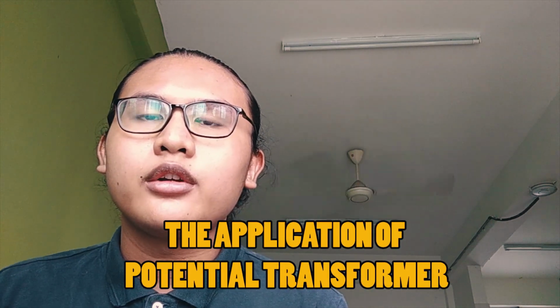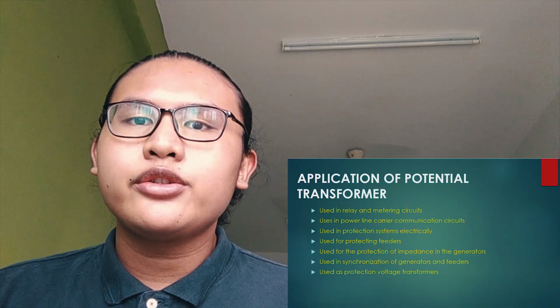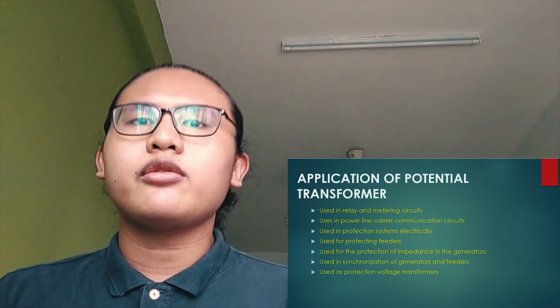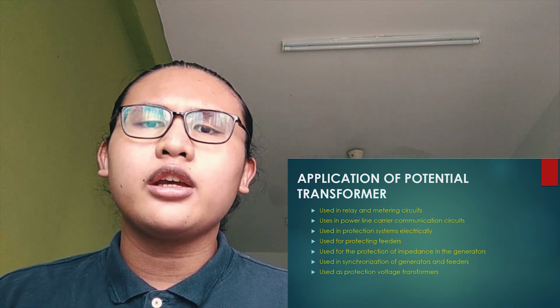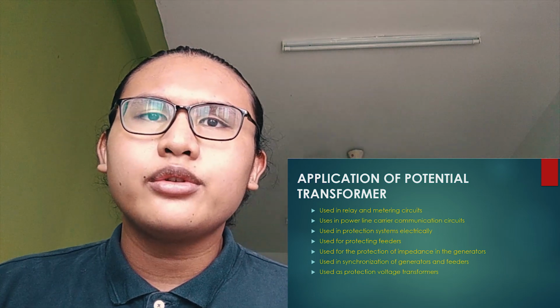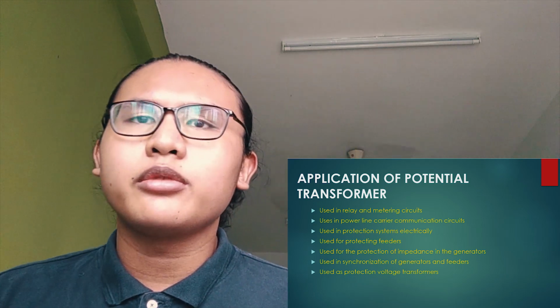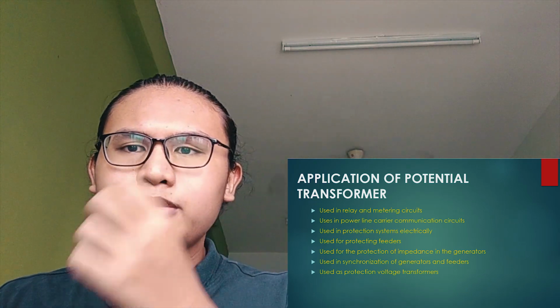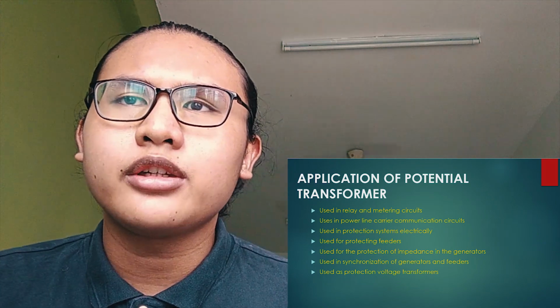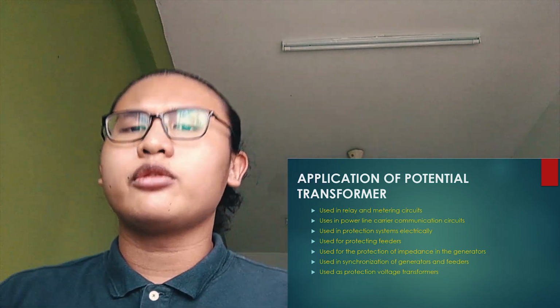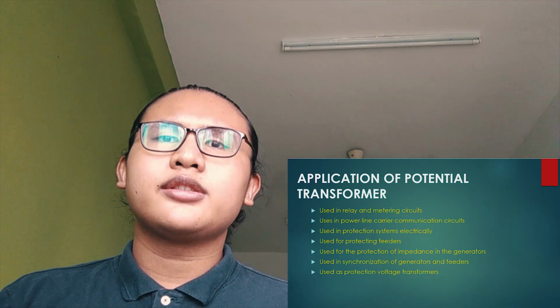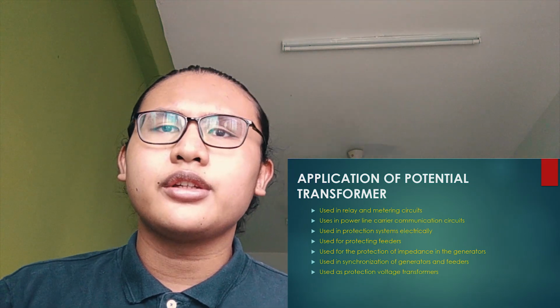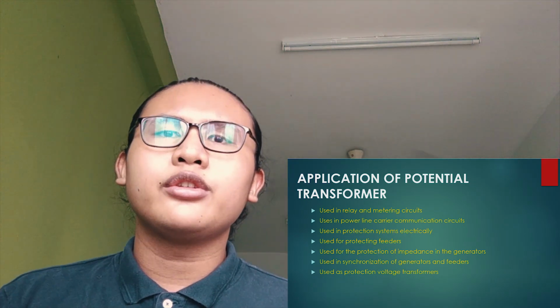Hi, Assalamualaikum. To continue with this presentation, I will be talking about the uses and applications of the potential transformer. The first use is in relay and maintenance circuits. Other than that, it is also used in power line carrier communication circuits. It is also used in protection of systems electrically. There are also many other uses and applications of the potential transformer, such as for the synchronization of generators and feeders, and also protection of voltage transformers.